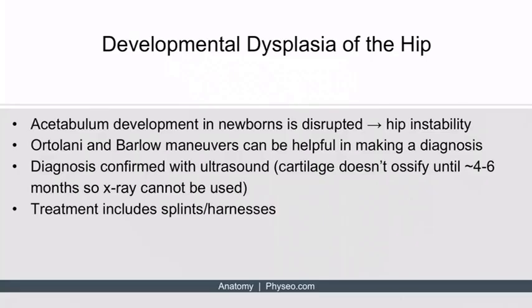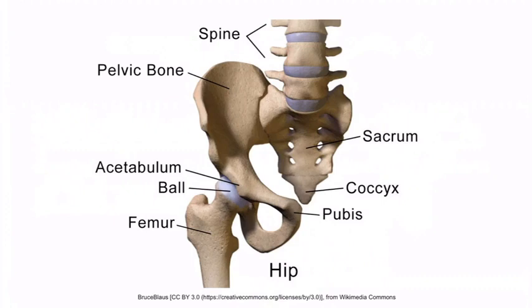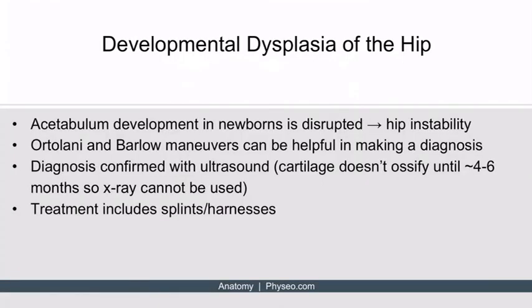Developmental dysplasia of the hip is a musculoskeletal abnormality seen in newborns where the development of the acetabulum is disrupted. So if we look back at this image of the hip, you can see that if the acetabulum doesn't develop properly, then the hip joint is affected. So this results in hip instability. There are 2 physical exam maneuvers that can be helpful in making this diagnosis. These include the Ortolani and Barlow maneuvers.